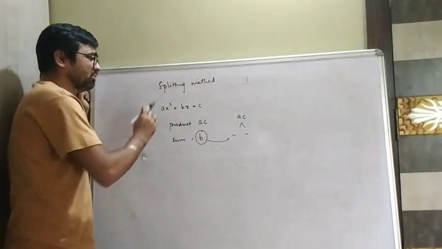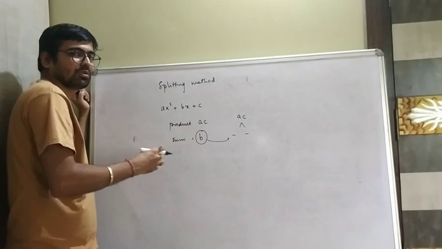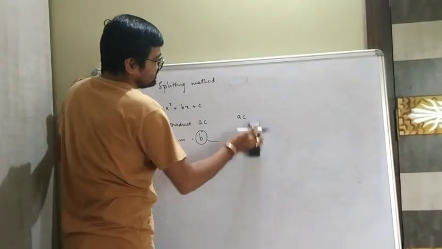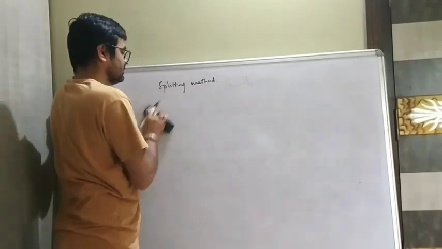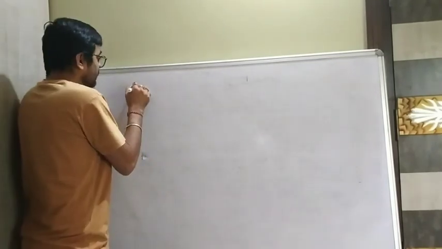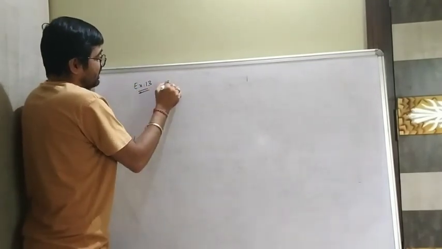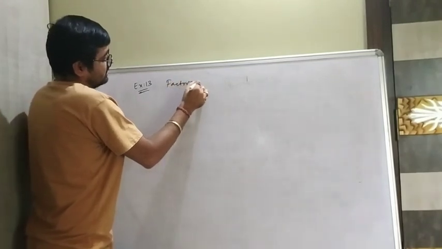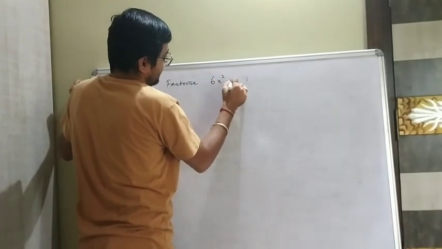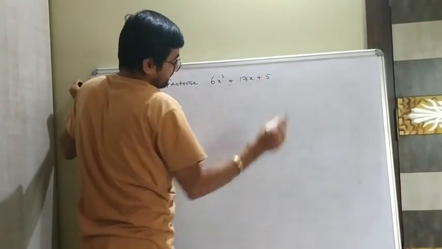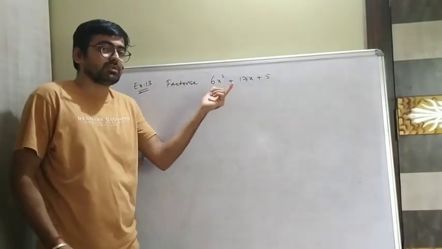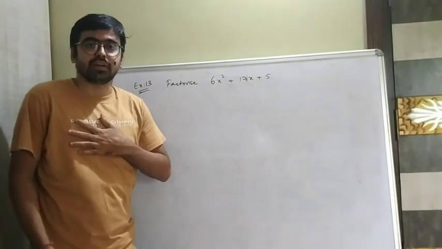I am not going too much into this detail, but you will understand better with the example. So I am going with example number 13. There is no fun in going into too much detail here. Let's go for example number 13. What does example number 13 say? Factorize the polynomial 6x square plus 17x plus 5. Now we want to factorize this using both ways, with the help of splitting the middle term and with the help of the factor theorem.